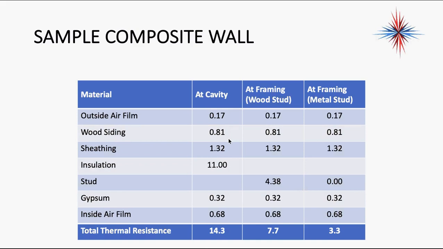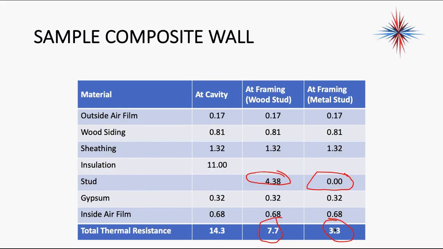Okay, now, we could have a metal stud. Look at the difference between the wood stud and the metal stud. So which allows more heat flow, the wood or the metal? It's the metal. Look at the R value. The wood stud has an R value of 4.38. My metal stud has an R value of 0. That's sort of bad.